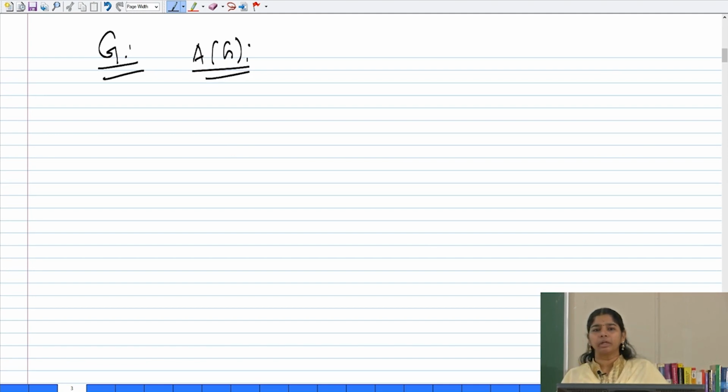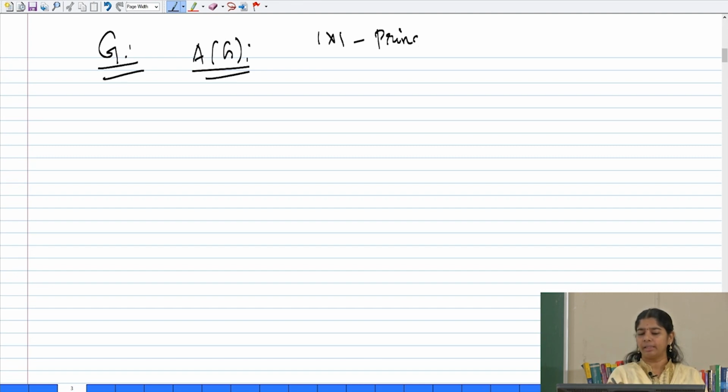So given a graph G, we know what an adjacency matrix is, right. How will my 2 by 2 principal minor look? If I am talking about a 1 by 1 principal minor, we know it is all diagonal elements, right.